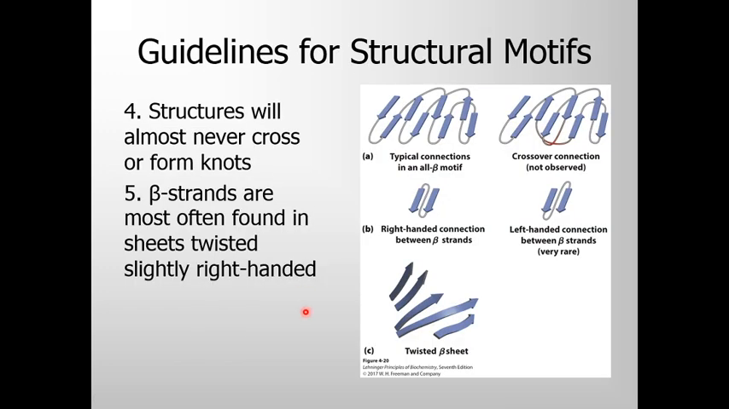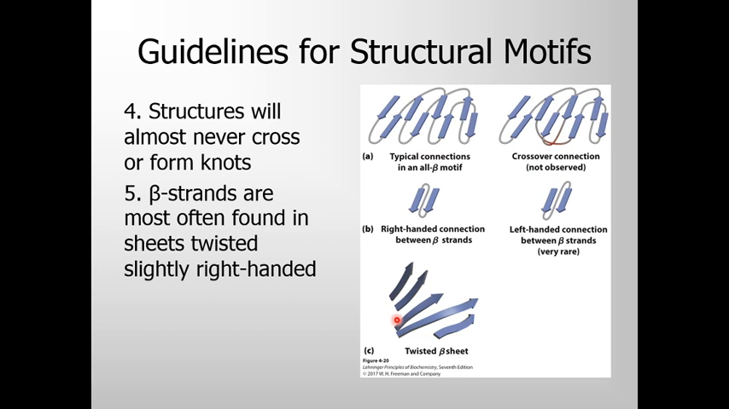The fourth rule says that structures will almost never cross or form knots. And this applies for beta sheets. For example, when you consider two structures, a typical protein structure will exist in this form, where there is no crossover or knots. And this kind of a structure where there is a crossover and a knot is rarely observed in proteins.